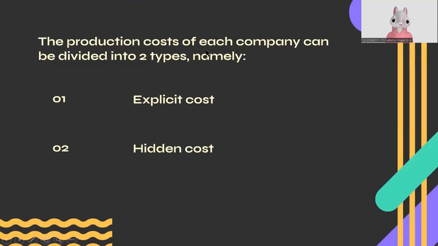Next, the production costs of each company can be divided into two types. First, explicit costs. Explicit costs are any costs that are spent to acquire factors of production and other inputs paid for in the market. And second one is hidden costs. Hidden costs are payments for manufacturing business expertise, or private capital used in the business and buildings owned by the company.